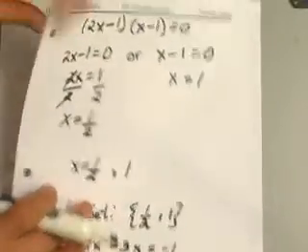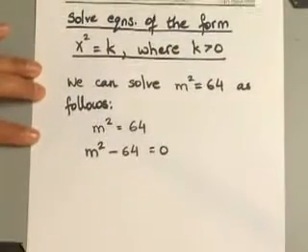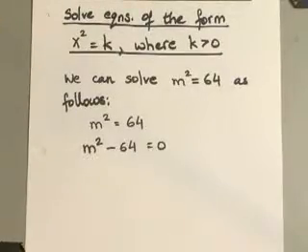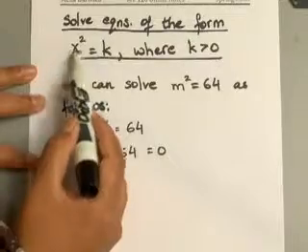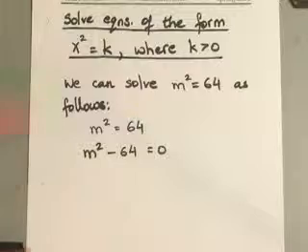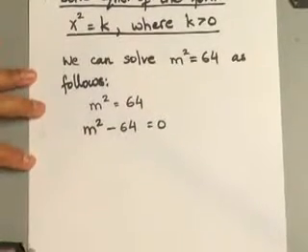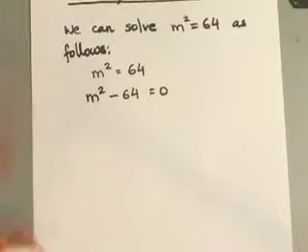And the first example we're going to talk about is what we call the square root property. So let's start with equations of this form. We have equations of the form x squared equals k, where k is some positive number. So to understand this method better, let's say we have this expression m squared equals 64.